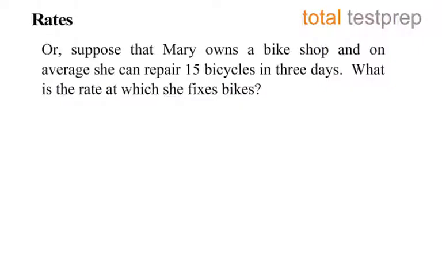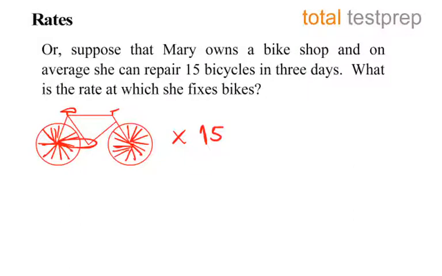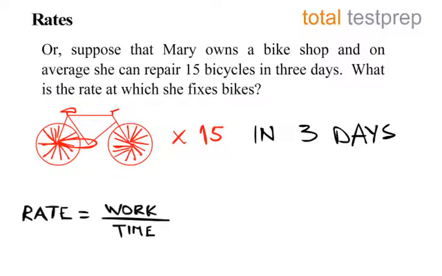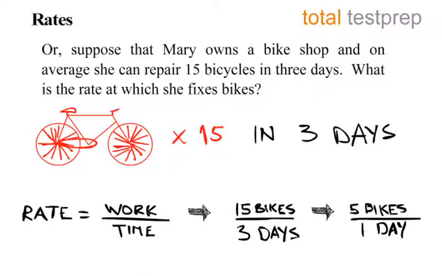Or suppose that Mary owns a bike shop, and on average she can repair 15 bicycles in 3 days. What is the rate at which she fixes bikes? Well, we know that she fixes 15 bikes and it takes her 3 days to do so, and we know that rate is equal to work divided by time, which is 15 bikes in 3 days. This reduces to 5 bikes in 1 day, so Mary's rate is 5 bikes in 1 day.